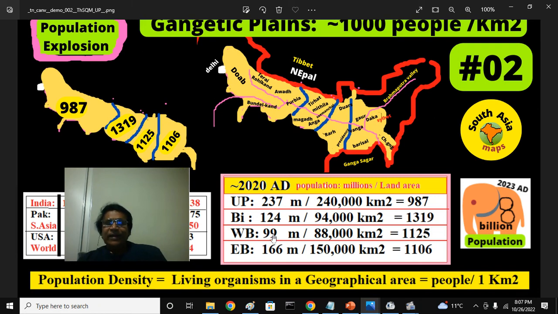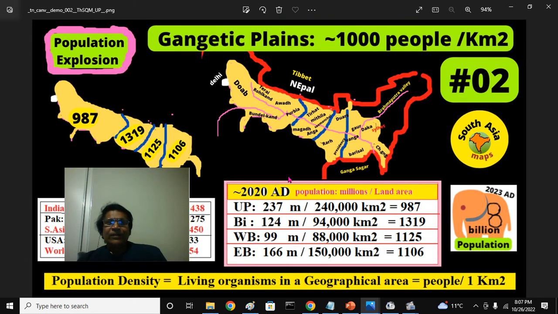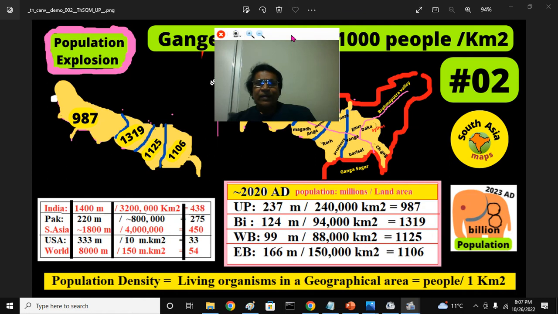Then West Bengal has 100 million people in 88,000 square kilometers. If you make it 100 almost, 0.1 million, you will get around 1,000, 1125. East Bengal also has 166 million people living in an area of 150,000 square kilometers, that is 0.15 million. If you make it, that is around 1106. So that is the population density of this Indo-Gangetic Plains.